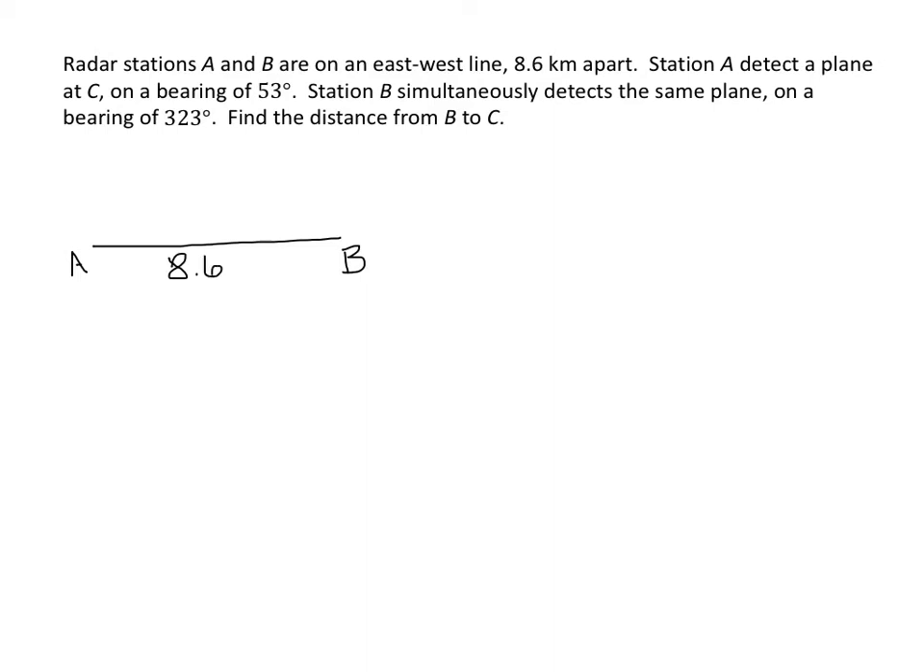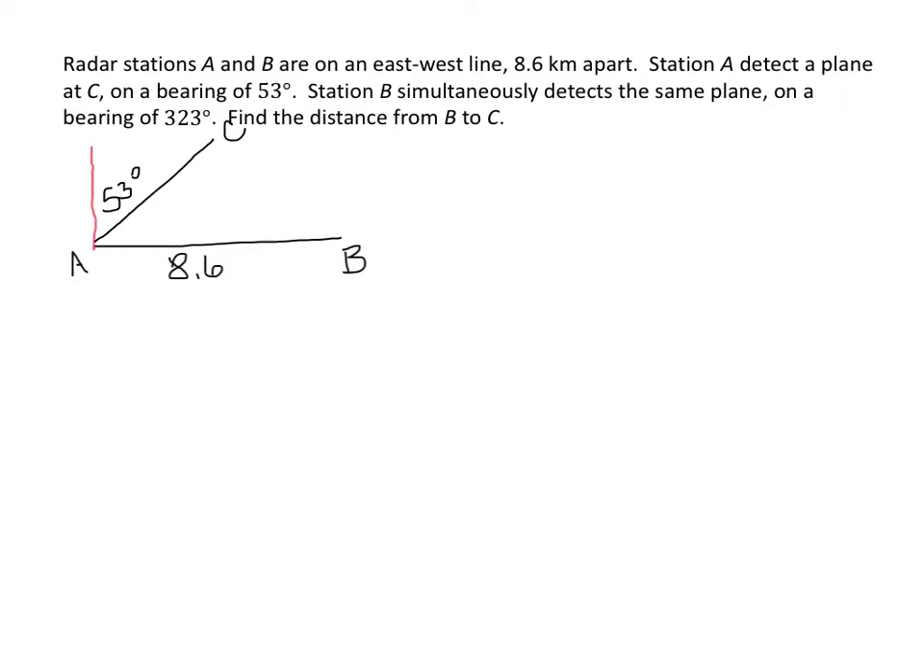Station A detects a plane at C on a bearing of 53 degrees. So what I need to do is say, okay, well here's due north, and I need to rotate clockwise 53 degrees. When I do that, here's my plane at C.